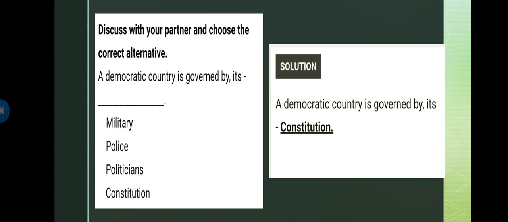Another question: a democratic country is governed by its dash. Military, police, politicians, or constitution. Which is the correct answer? That's what we have to state here. So the correct answer, obviously, constitution. We follow the constitution, right? Even if it's about our rights, our duties, or whatever it is, we go as per the constitution. We follow everything as per the constitution, which was written by B.R. Ambedkar.